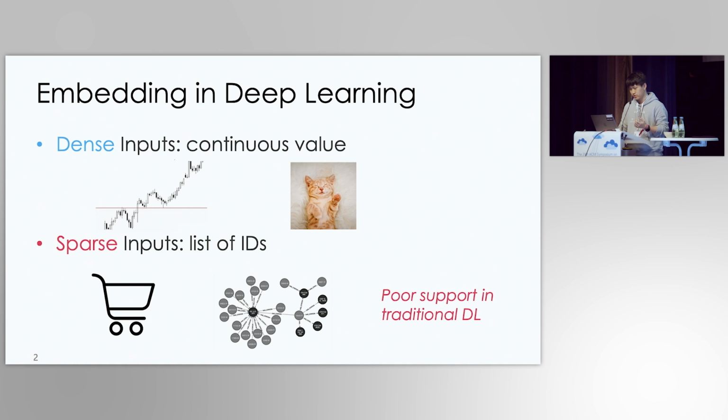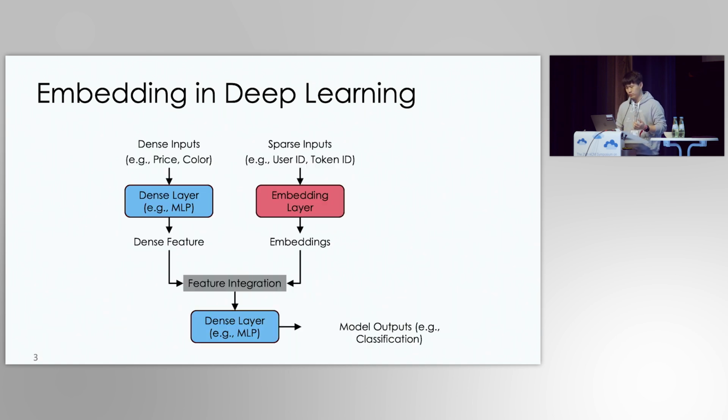These sparse inputs cannot be directly processed by traditional deep learning, so the embedding technique has been proposed. To enable the model to process sparse input, an embedding layer is introduced. The embedding layer converts such sparse input into a dense embedding vector that can be directly processed by the rest of the model. This figure shows an example of a recommendation model, which is typically used in online recommendation or click-through rate prediction.